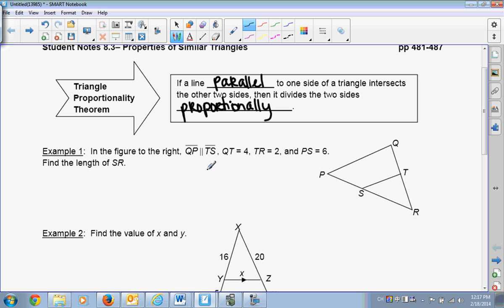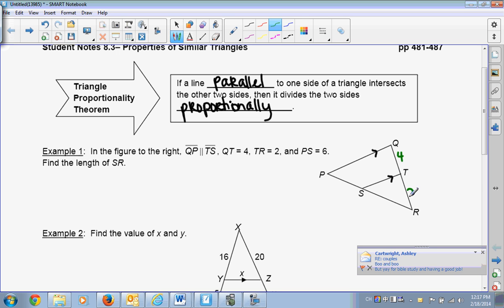Okay, in this figure to the right, QP and ST are parallel. So mark your 2 lines parallel with the arrows. TQ is 4. TR is 2. And PS is 6. Find the length of SR. So we don't know SR, which is our X.